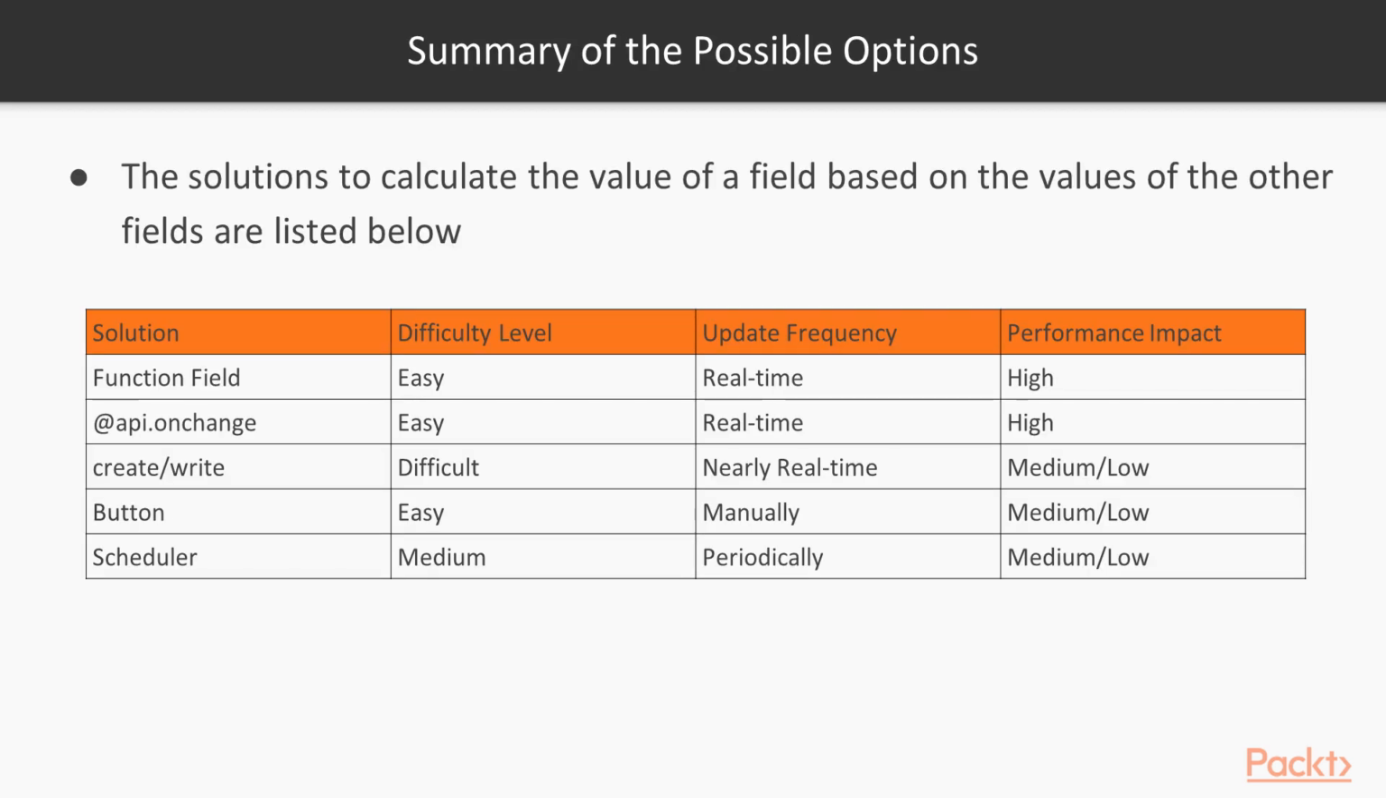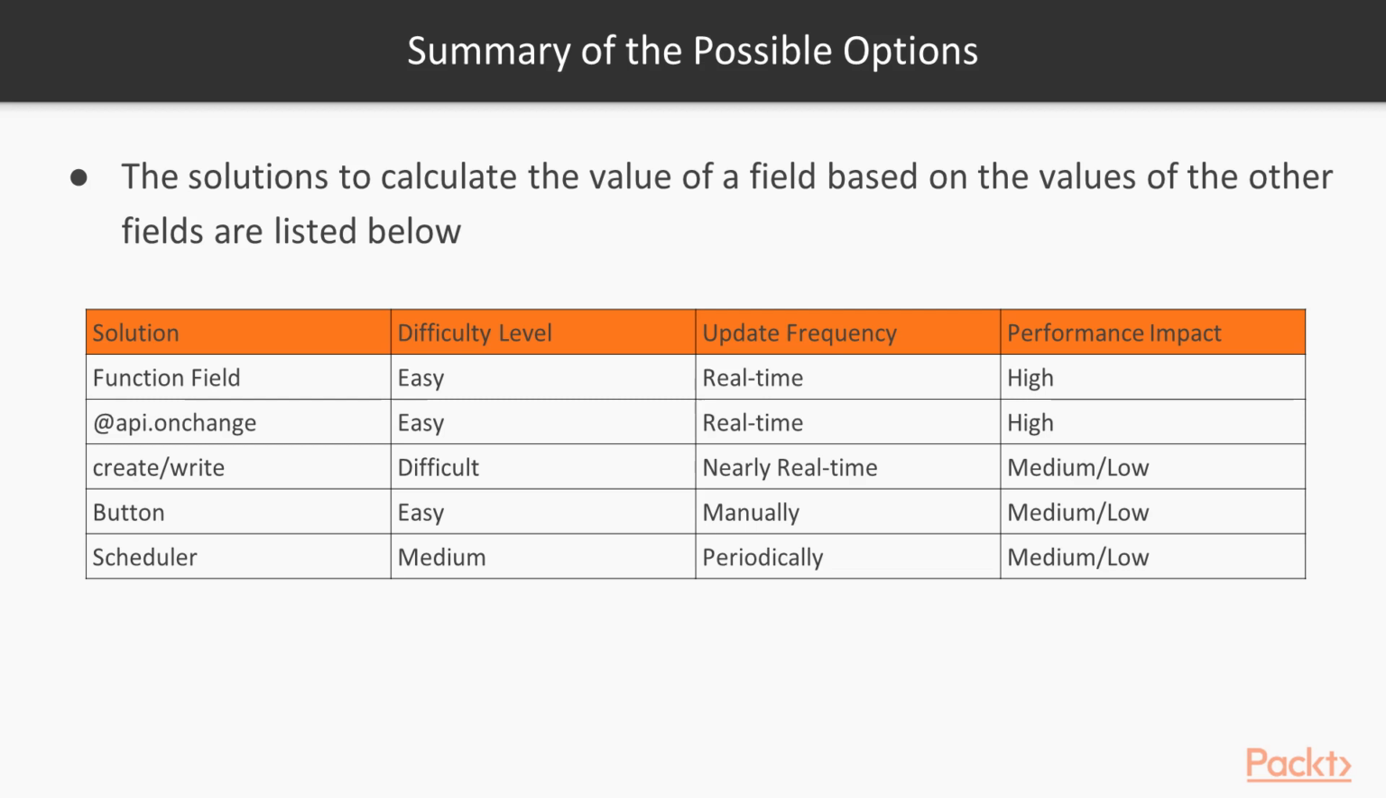Before going to the end of this video, let's review the solutions to calculate the value of a field based on the values of other fields. To do this, we have many solutions. The first one and the most natural one is using a function field. Secondly, we use the API onchange. A third option is to use the create and write methods.